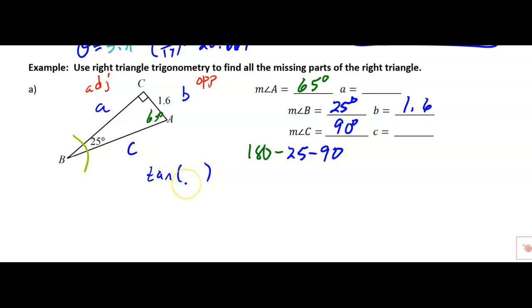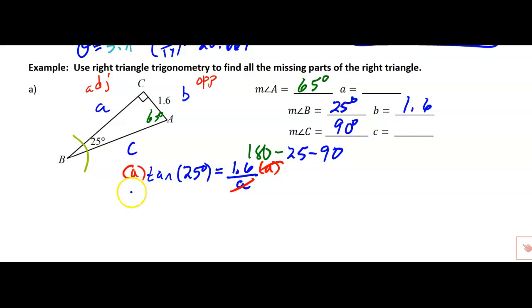What's my input value? Tangent of 25 equals 1.6, my opposite over my A. So now I'm going to do the same work that I did on the last problem, because with A, you want to set it up first and then decide what to do next. In this case, A is on the denominator again. So I'm going to do the same process. Multiply both sides by A.